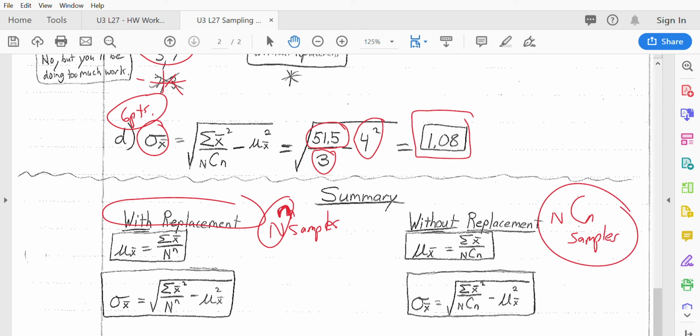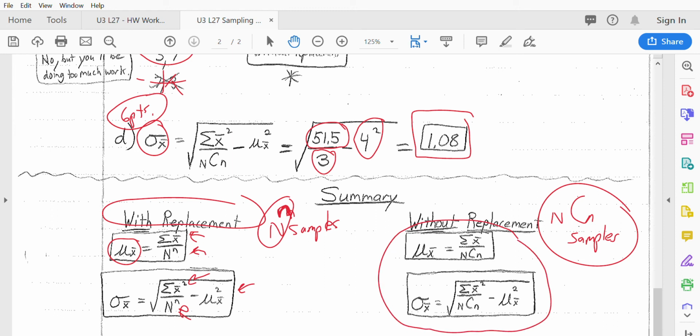To summarize, to find the mean of the sampling distribution with replacement, I just take the sum of all the x bars and I divide by the number of samples. To find the standard error, I take the sum of the x bar squares, divide by the number of samples, and subtract the mean squared. And I do the exact same thing without replacement. Ladies and gents, do this homework.